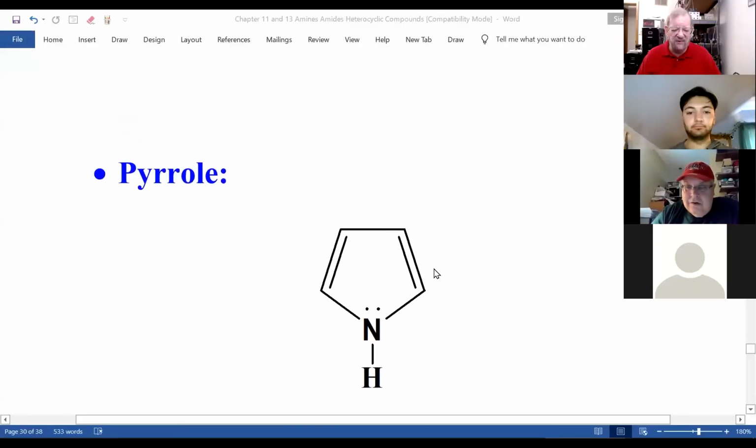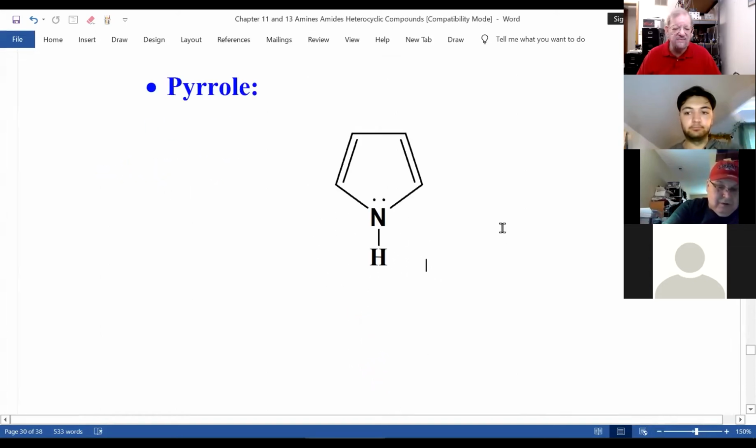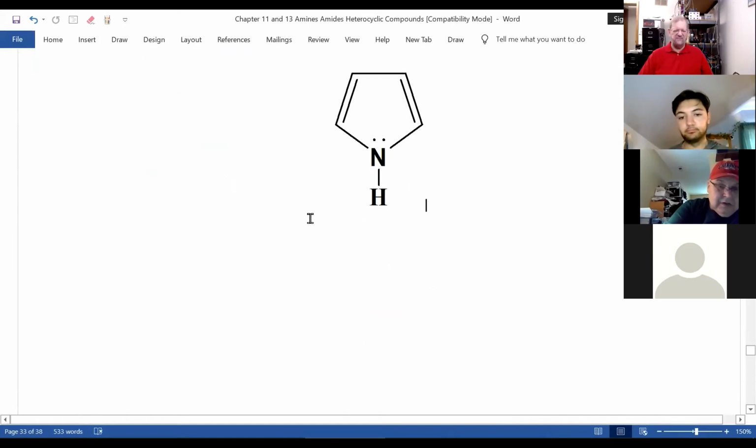Now, a 5-membered ring is called pyrrole. How it got that name, I don't know, but that's the name. And this is aromatic, 6 pi electrons. 2 of the pi electrons are non-bonding electrons. And this is pyrrole. Now, it turns out pyrrole rings play an important part in our life. You say that about everything, but let's look.